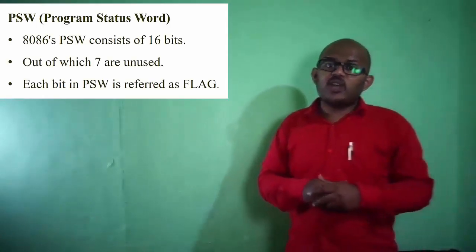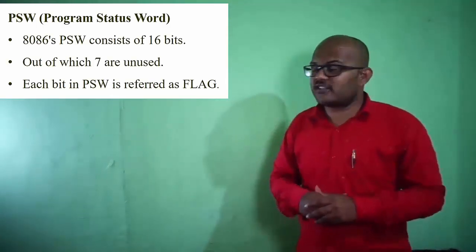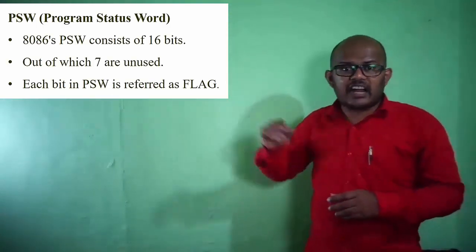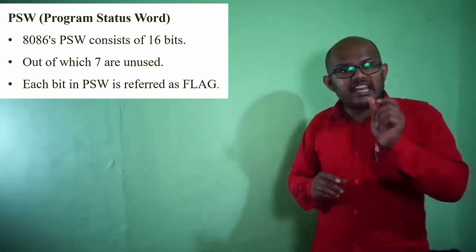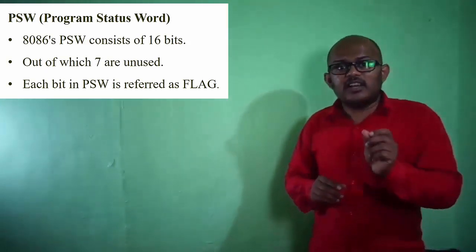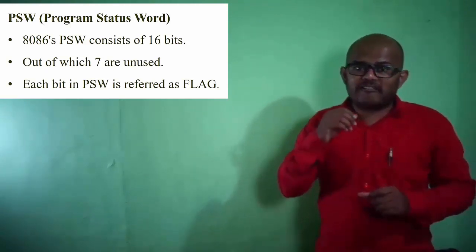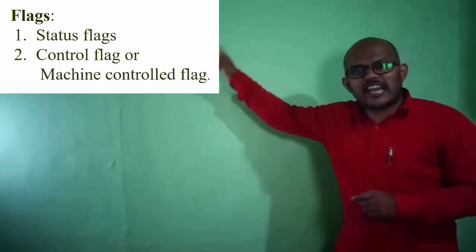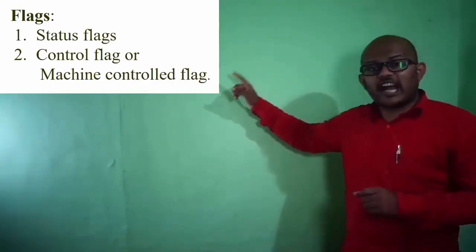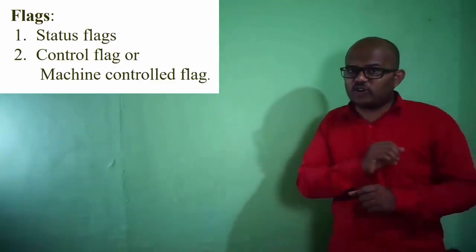Now, if I am talking about the program status word, you have a 16-bit program status word. Out of that, 7 bits are unused. You have only 9 bits used. Each bit of the program status word is referred to as a flag. So you have two types of flag. The first one is status flag and the second one is control flag or machine control flag.